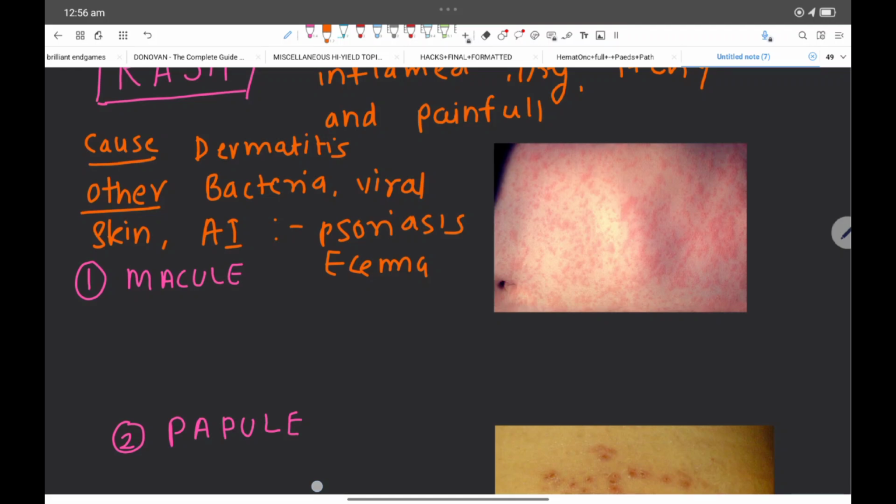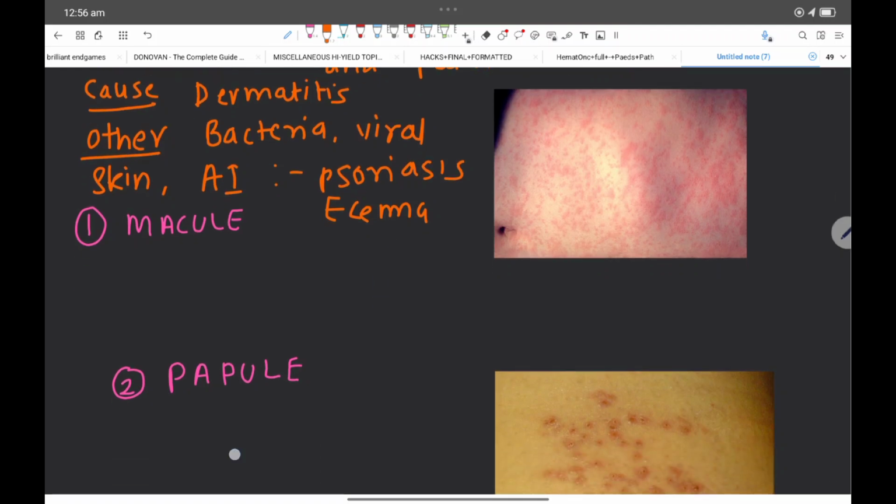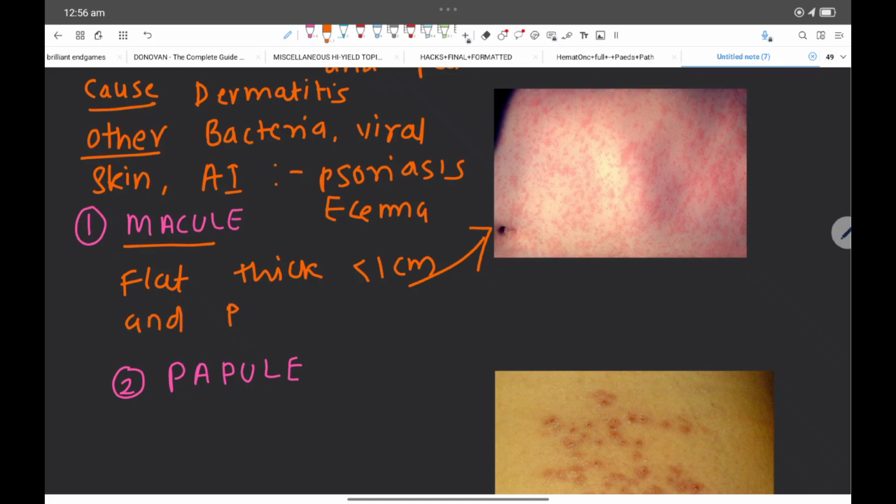The types: macule. Macule is mainly flat, and this is a macule. Macule is flat, thickness less than 1 centimeter, and mainly non-palpable.